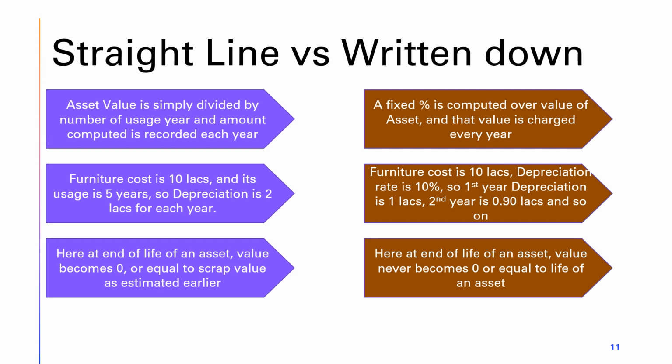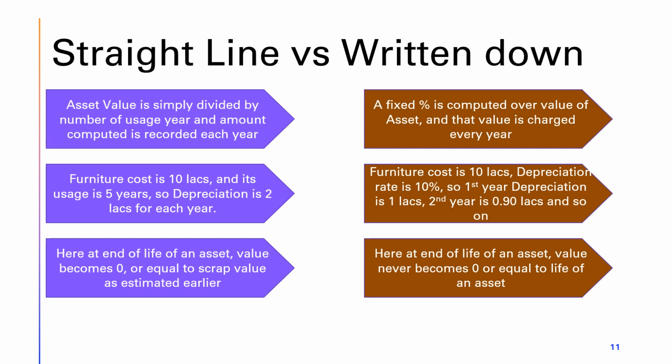Now, the straight line method, as the name suggests, is simply charging the cost of the asset over its period of usage. Whereas, in the written down method, a fixed percentage is charged on the value of the asset at the beginning of the year. Now if we apply both methods in Gara Electronics' case, let's see the difference. Under the straight line method, the cost of furniture is 10 lakhs and its usage is 5 years. So depreciation per year will be 2 lakhs, that is 10 lakhs divided by 5 years.